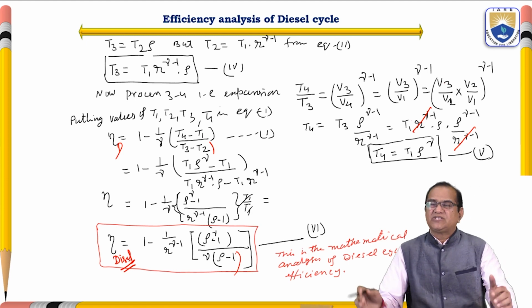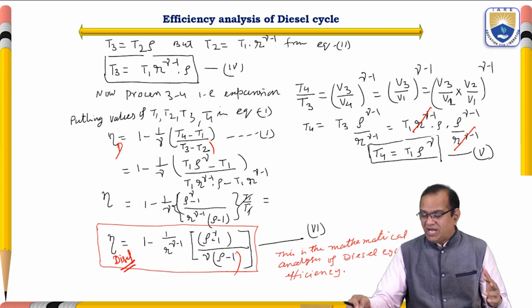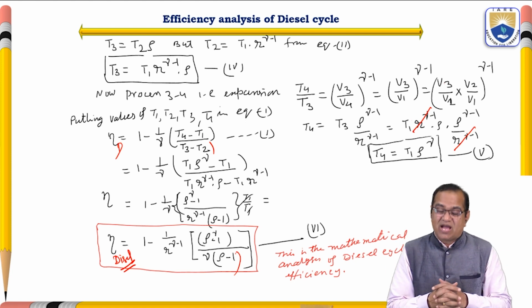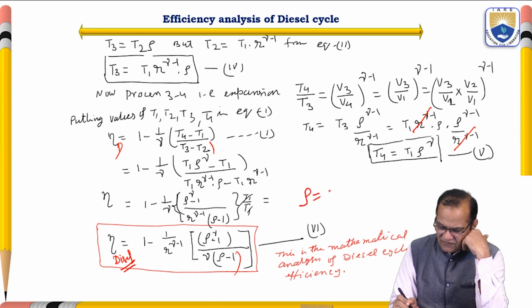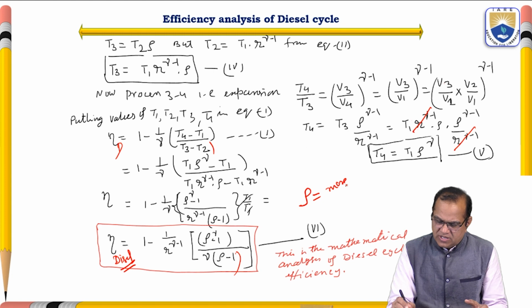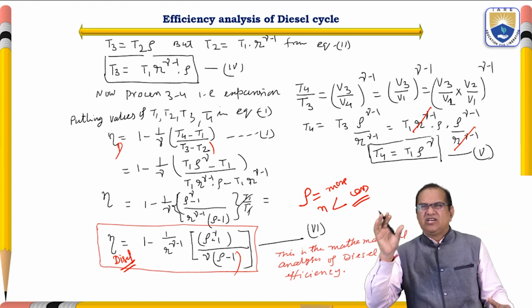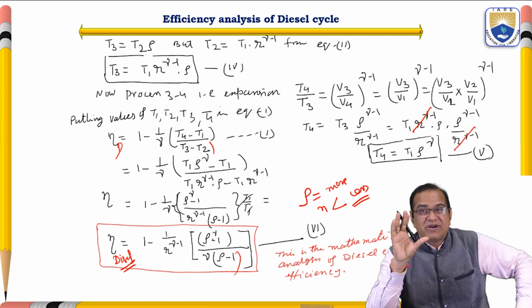In this way, I think it is very easy to calculate the efficiency of any cycle. We have done the Otto cycle, that is 1 minus 1 by R to the power gamma minus 1. If you increase the value of rho, the cutoff ratio, the efficiency will be less. So the rho value should not be very high. An optimum value should be there, then only you will get a better efficiency.